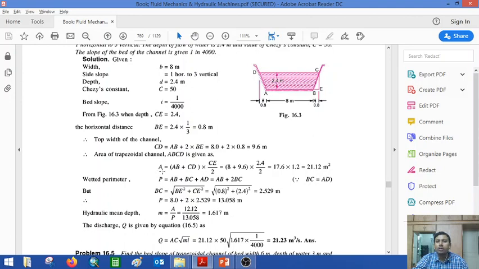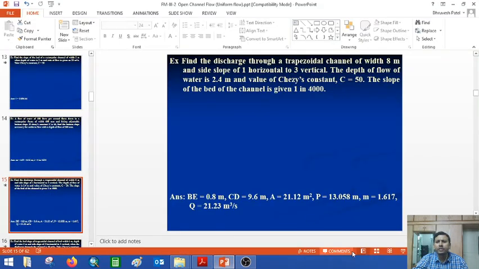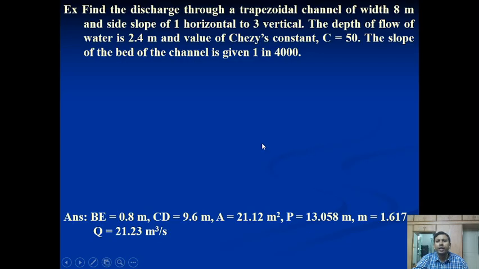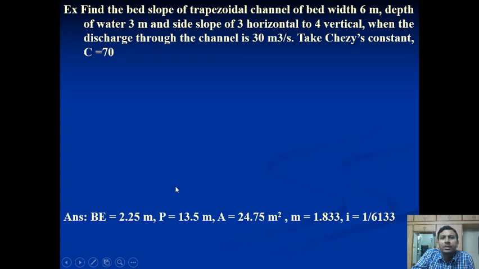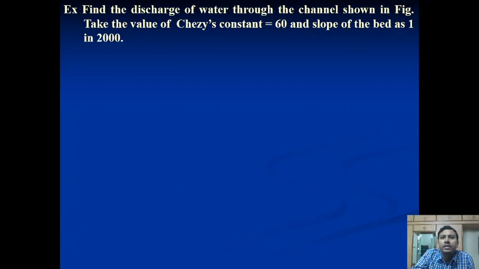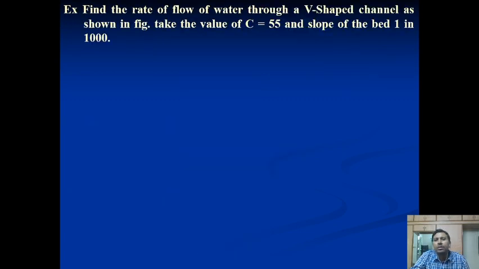So the values change in area and in parameters. But again, the central equation for finding the discharge remains the same. These are examples where you get different values. I'm sure that if you practice at home, you will understand and get the values correctly. This was the third example; in the same way there are a fourth example, a fifth example, and all these examples.